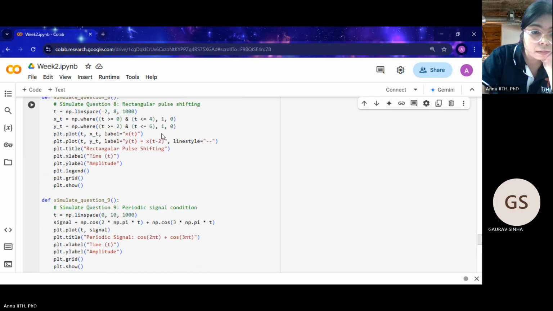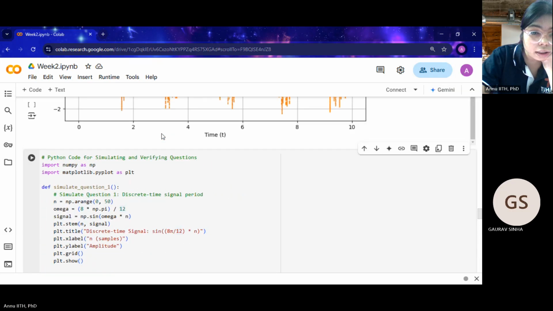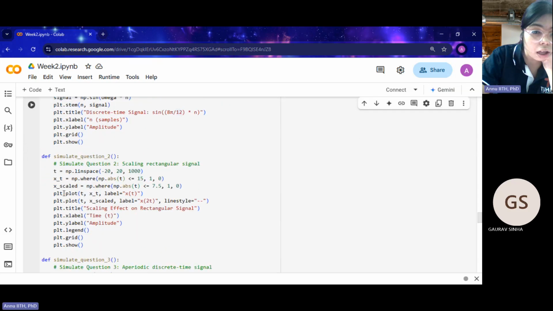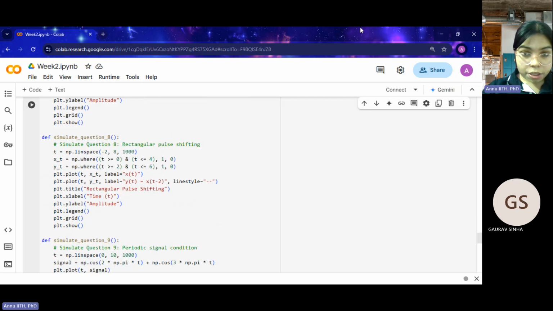So, moving to the next question. Simulate question two, scaling a rectangular signal. We saw how scaling looks. Suppose we have a rectangular signal, and how will the scaling of the rectangular signal look? We were scaling with respect to two. So 15 to 15 was there. Let's see the question solutions.